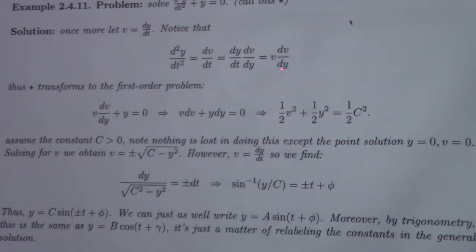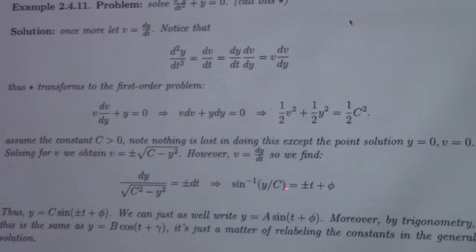So with this substitution, I trade my second derivative in time for a first derivative in position. And after doing that, I've got a first order problem, which is in fact exact, right? It's exact because the level function is 1/2 v squared plus 1/2 y squared. And so v is equal to plus or minus the square root of 1 minus y squared, but remember v is dy/dt, so we get this, and then the integral of that is inverse sine of y over c.